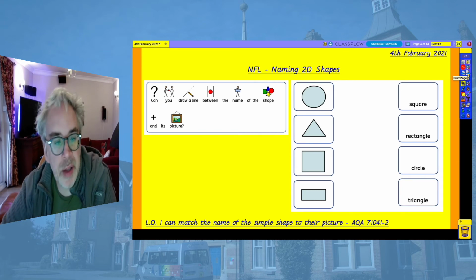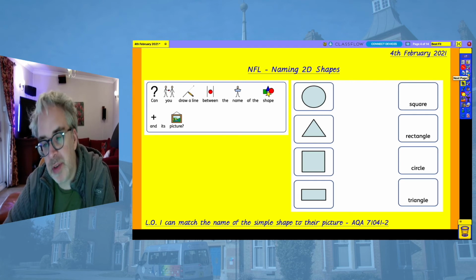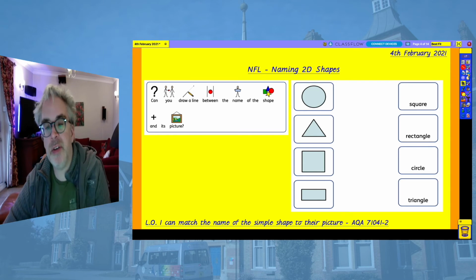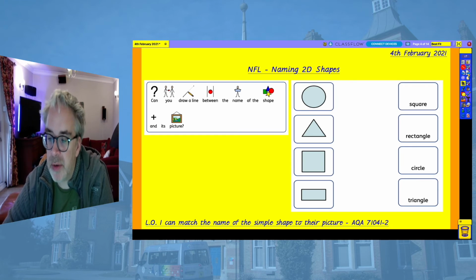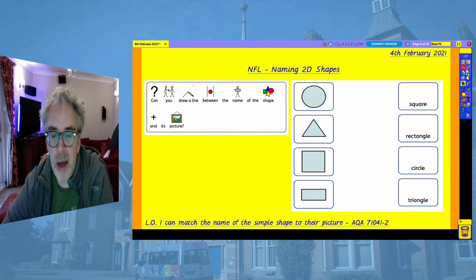Now, for the other group, can you draw a line between the name of the shape and its picture? I'm not going to do any of these for you because there are only 4 of them on there. Down the left-hand side, you can see that we've got the different shapes, and then we've got the names in the boxes on the right-hand side. So we've got square, rectangle, circle, or triangle. Just draw a line, but please draw it using a ruler, and that will really help with that.